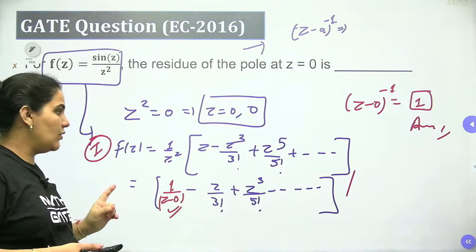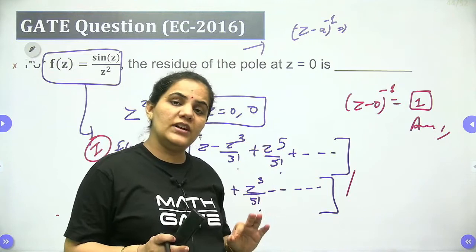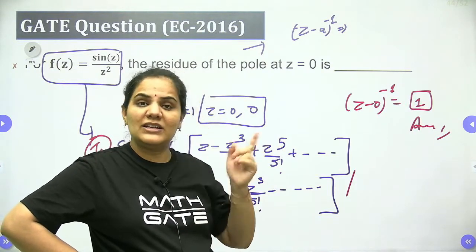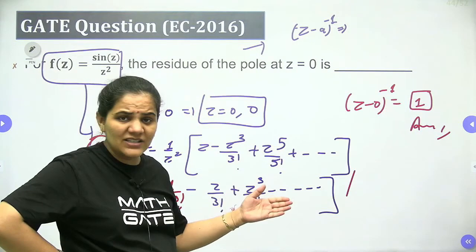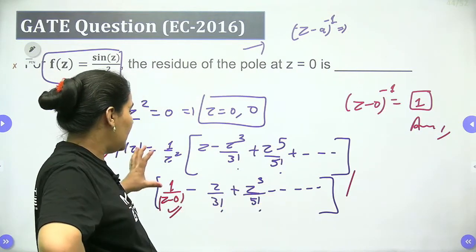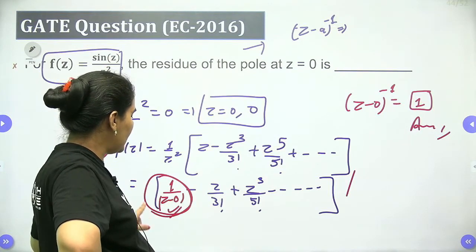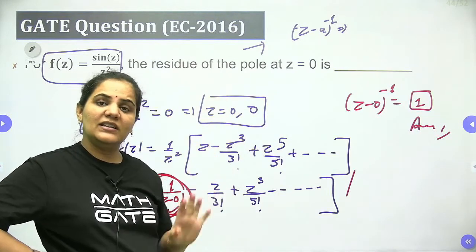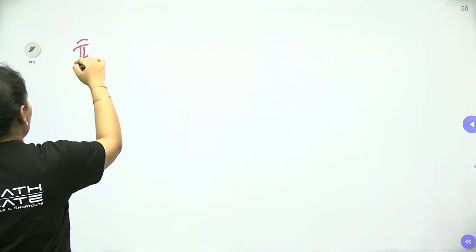Okay, right? As I already told you, the residue is nothing but the coefficient of (z minus a) to the power minus 1 in the expansion of the Laurent series. So here we already approached a series. In this series, if we find the coefficient of (z minus a) to the power minus 1, which equals 1, we can say that the residue is 1. Okay, if you don't want to go with this method, we have a second one also.